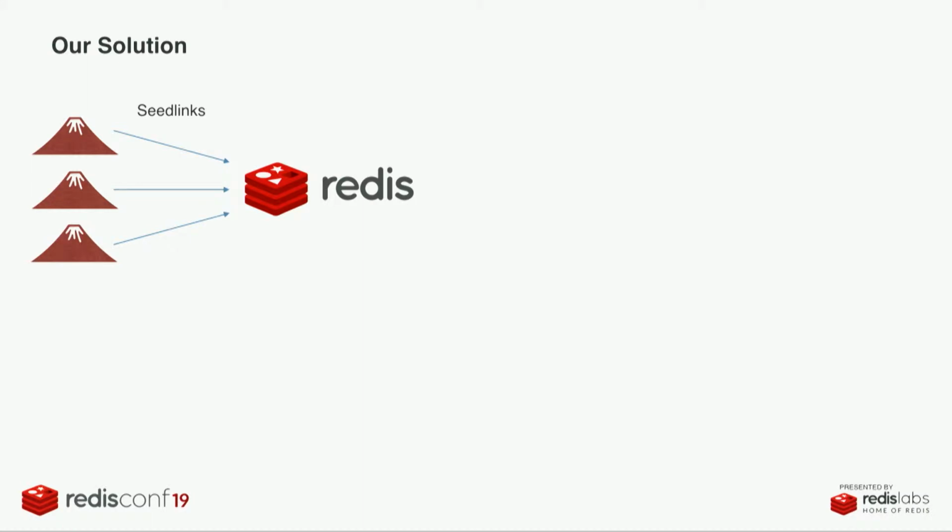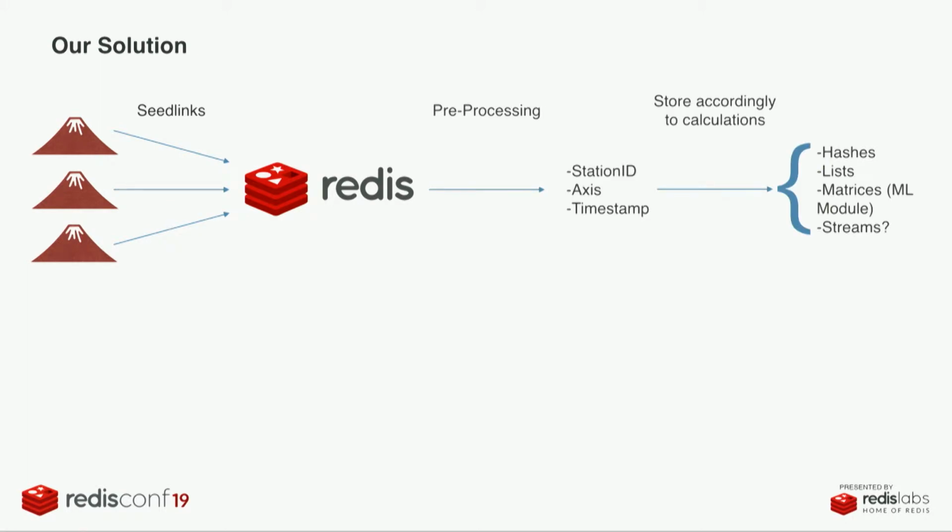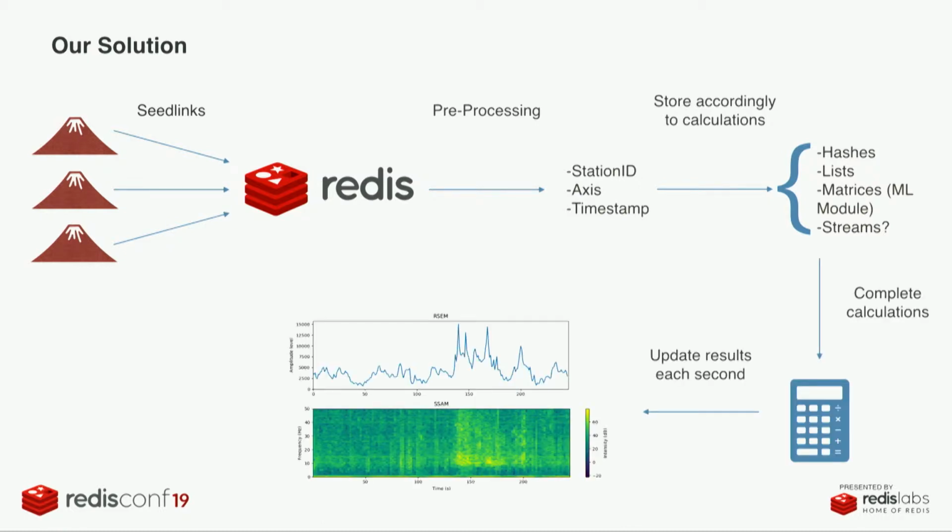So our solution using Redis is that all the stations located in the volcano have a protocol called SeedLink, and it's connected to Redis. We process the data in Redis according to the station ID, the axis that the sensor has, and the timestamp of the data. And we store this data according to the calculations using hashes, lists, and matrices in case of using an ML model, and we are considering using streams. And each second, we complete the calculations they need, update these results every second, and plot them, and this information is useful for them.